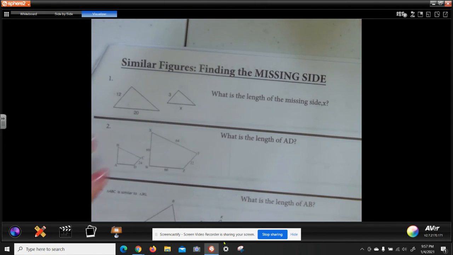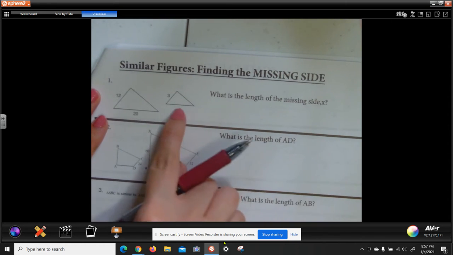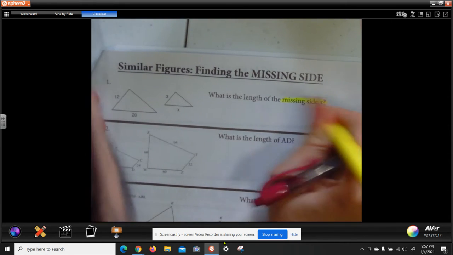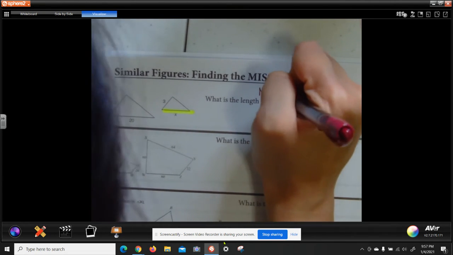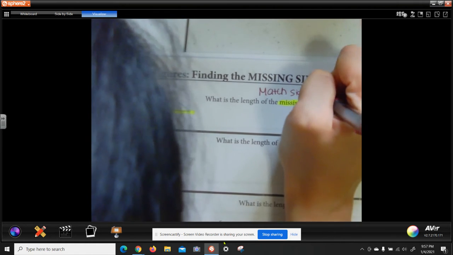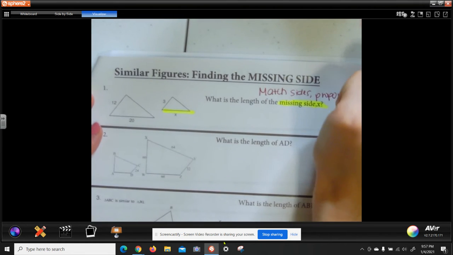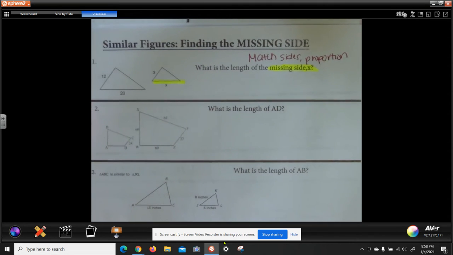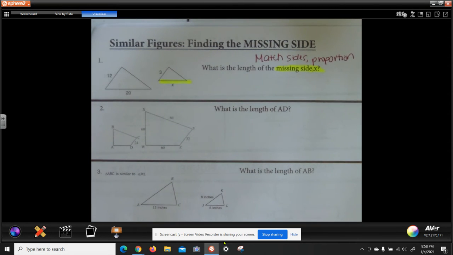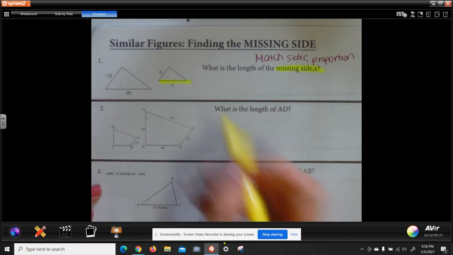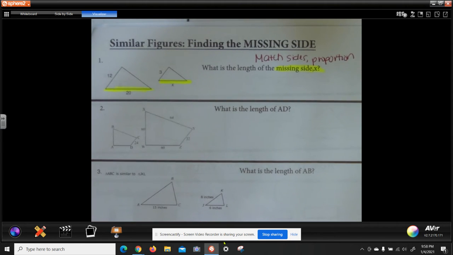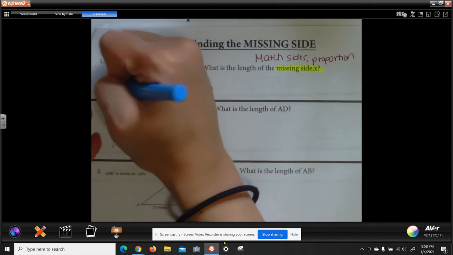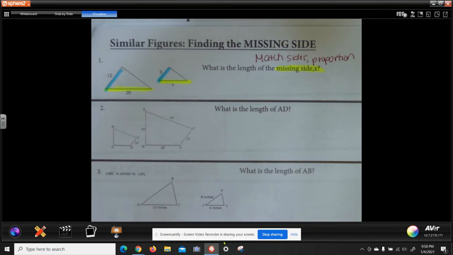To find the missing side here, X, that's the one they're looking for, you need to make sure you match your sides, and then you set up your proportion. So we need to match our sides and write our proportion. I know that the bottom side here corresponds to the bottom one over here. They're in the same position, right? And then my other pair is 12 with 3. So make sure you highlight your corresponding, your matching sides.